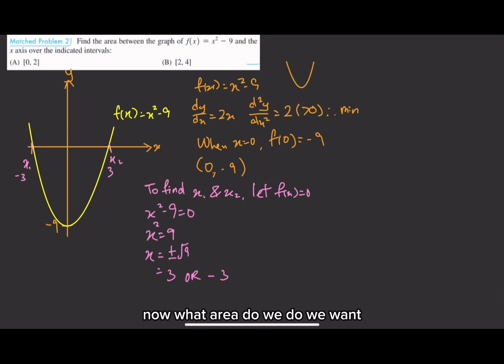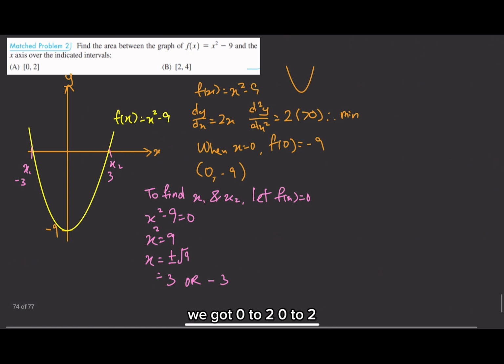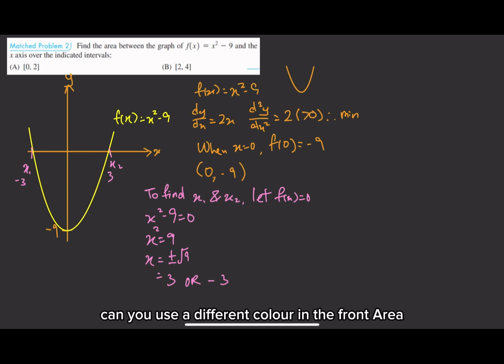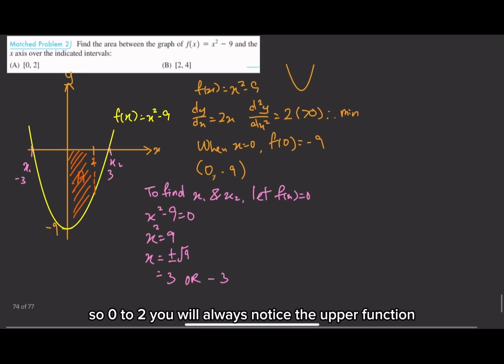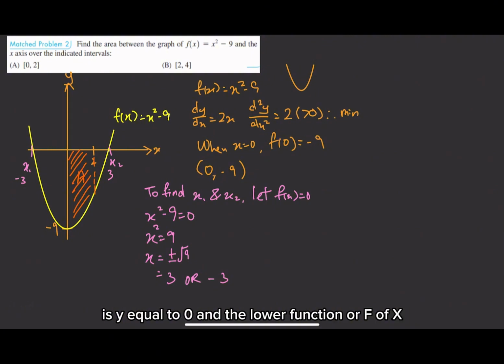Now, what area do we want? Right? So for part A, we got 0 to 2. We want to find this area. Let me use a different color. I want to find the area for A, this area, right? So 0 to 2. You will always notice the upper function is y equal to 0 and the lower function is our f of x.